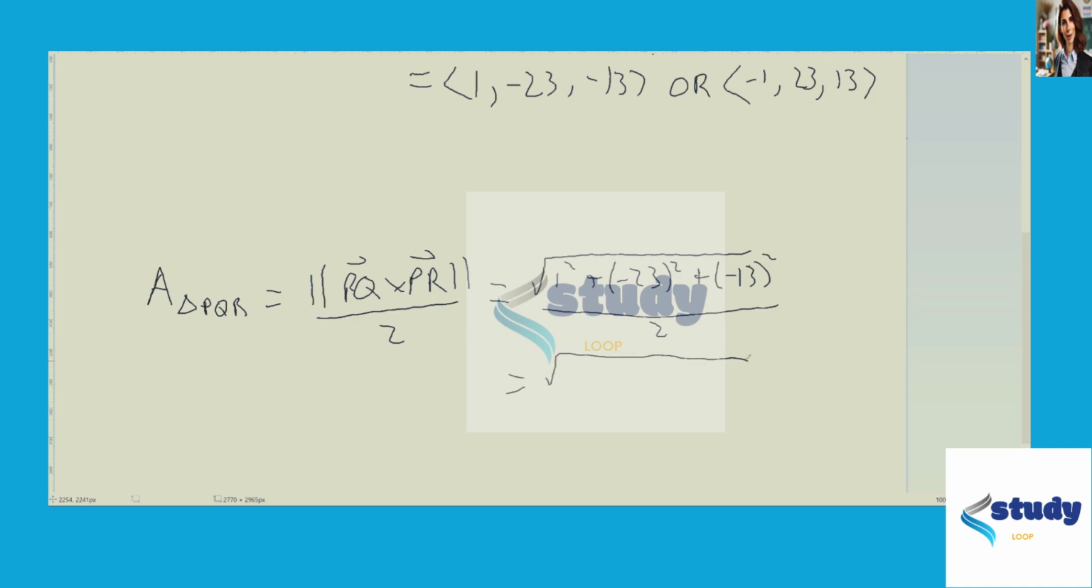That's the same thing as 1 squared, just 1, plus 529 plus 169, all divided by 2, or equivalently, that's the square root of 699 divided by 2.